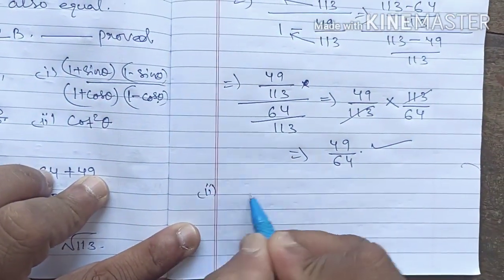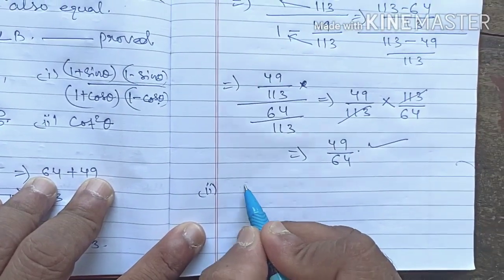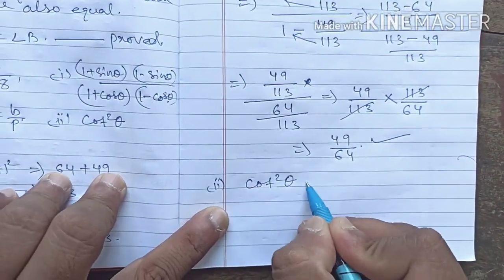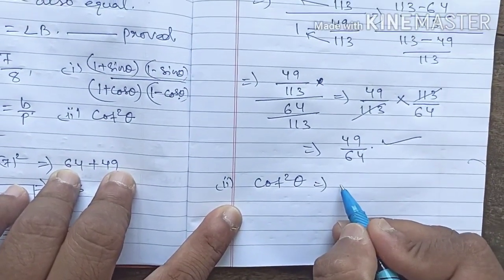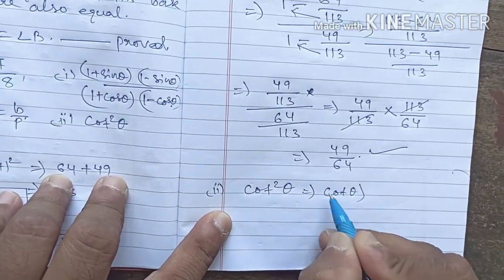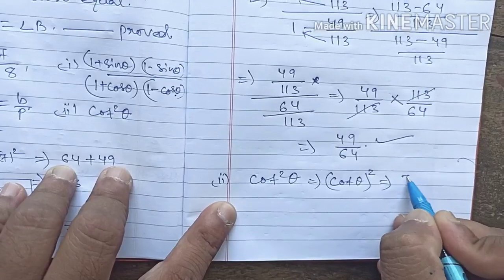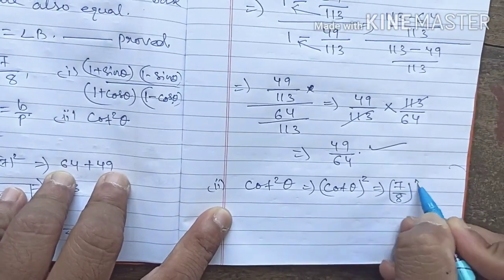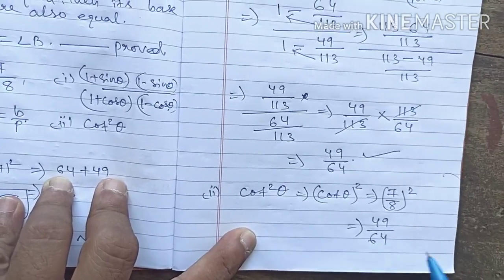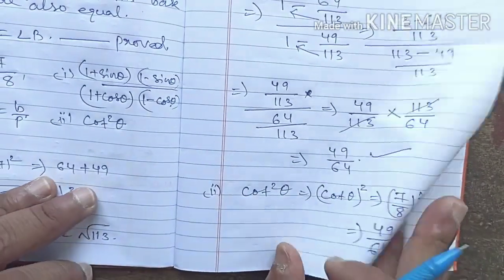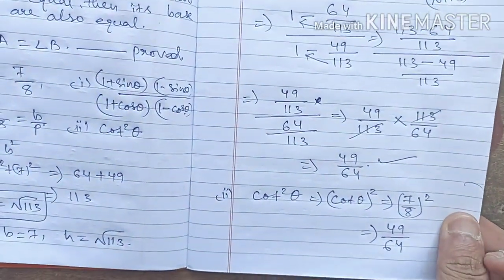Second bit, it is given, we have to find the value of cot square theta. Cot square theta, what is the value of cot theta? 7 by 8. So it is cot theta whole square, we will write 7 by 8 whole square, 49 by 64. Okay. Now question number 8.